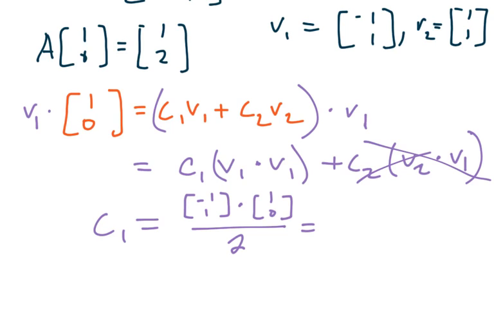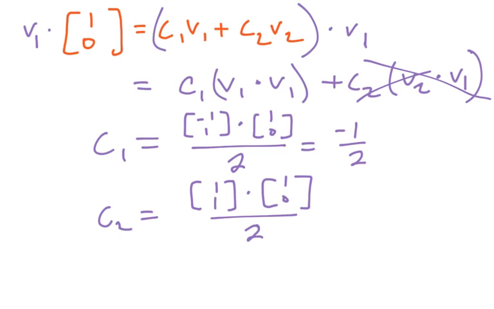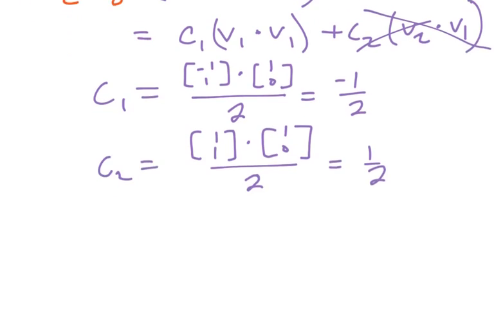All right, so this thing is -1/2. That's C1. All right, C2 very similarly is (1, 1) dotted with (1, 0). Right, so that's V2 dotted with (1, 0), divided by V2 dotted with V2, which is 2, and so we get 1/2 for that one.